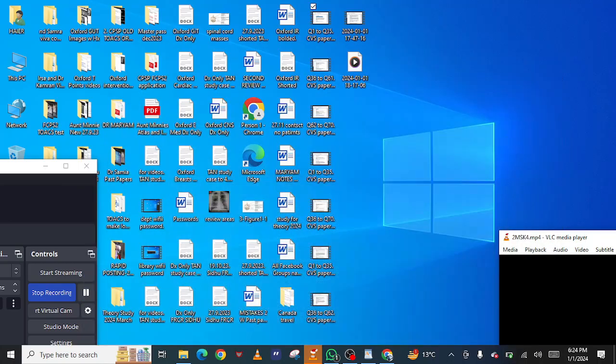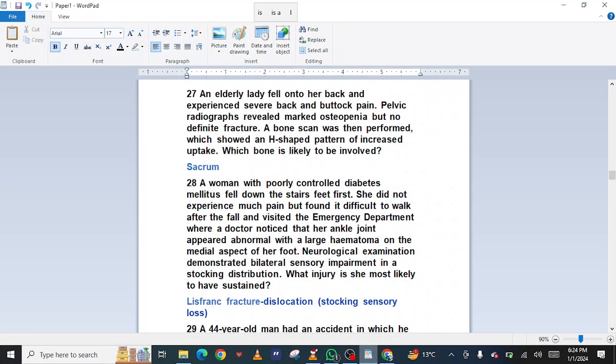Which bone is likely to be involved? Sacrum. 28. A woman with poorly controlled diabetes mellitus fell down the stairs feet first. She did not experience much pain but found it difficult to walk after the fall and visited the emergency department, where a doctor noticed that her ankle joint appeared abnormal with a large hematoma on the medial aspect of her foot. Neurological examination demonstrated bilateral sensory impairment in a stocking distribution.